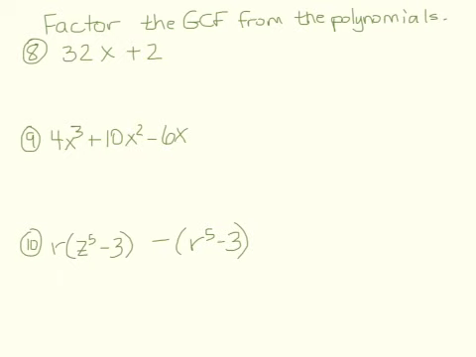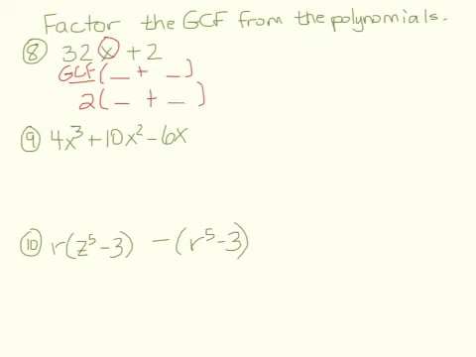And what this is going to look like is we're going to have a greatest common factor and then a parentheses with everything that's left over here and here. So the greatest common factor always goes on the outside of the parentheses. So the greatest common factor between 32 and 2 is just 2. That's the biggest number that's going to go into 32 and 2. And since the 32 is the only one that has an x, they don't share an x. So now I've just got to figure out what goes inside the parentheses.